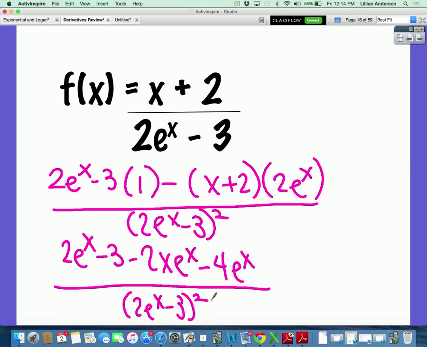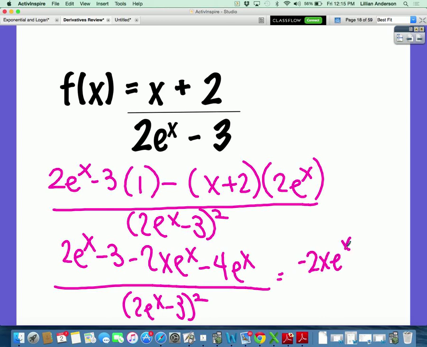One of them canceled. Can't you combine them? Quick question: could you just cancel the 2e to the x minus 3 with one of the 2e to the x minus 3's on the bottom? That's what I did. I combined, but see, this is not a factor of the entire numerator. If this 2e to the x minus 3 were multiplied by this negative 2x e to the x minus 4e to the x, then you could cancel.